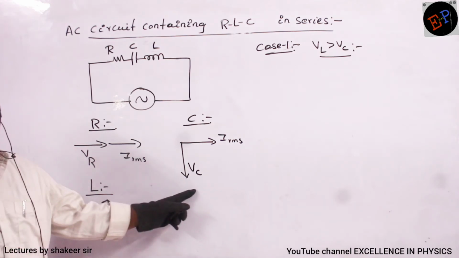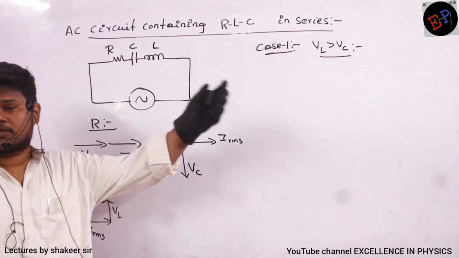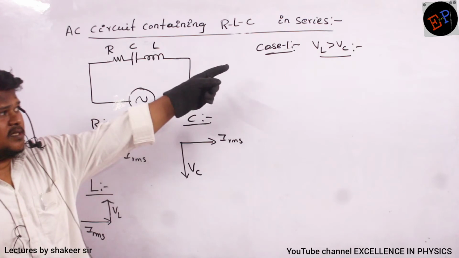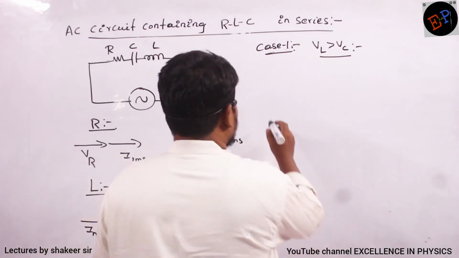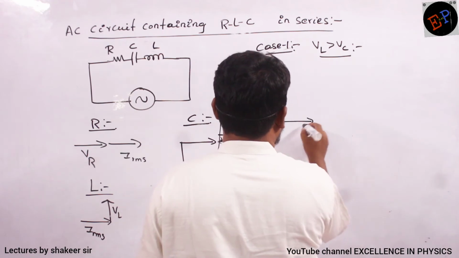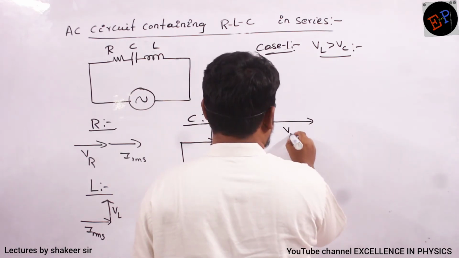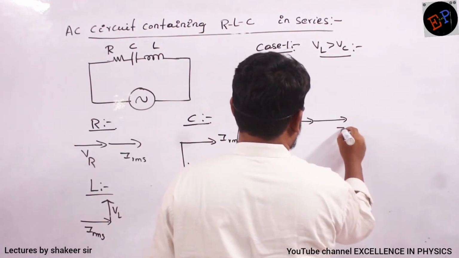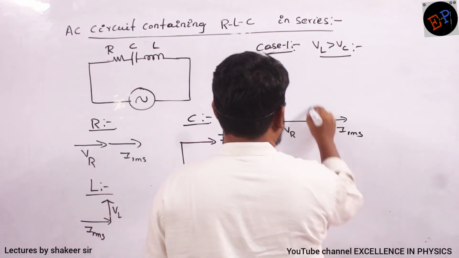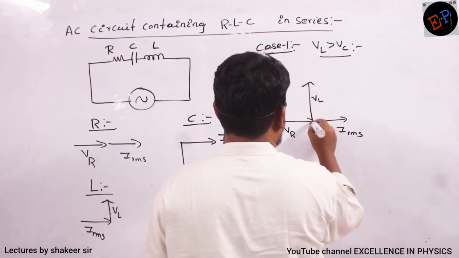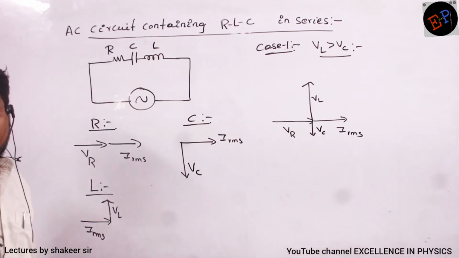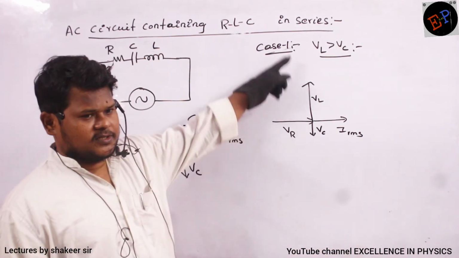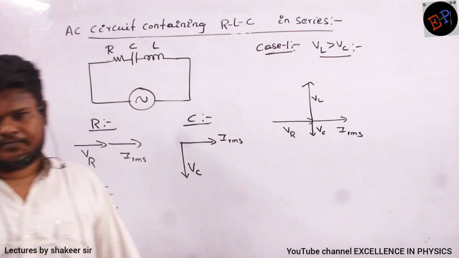These two are in opposite direction, no? So we have to see which voltage drop is greater. So first case is VL greater than VC. Then how can I draw the diagram? I can draw like this. So this is VR, this is VL, and this is VC. VL is very large, VC is very small.